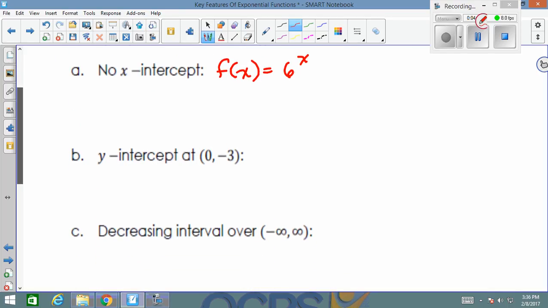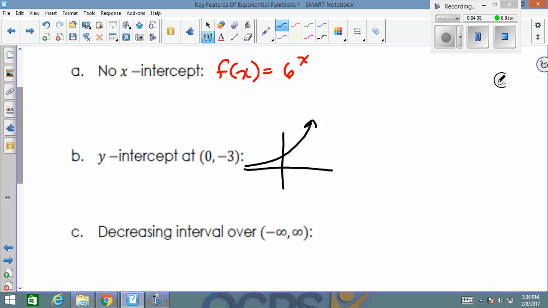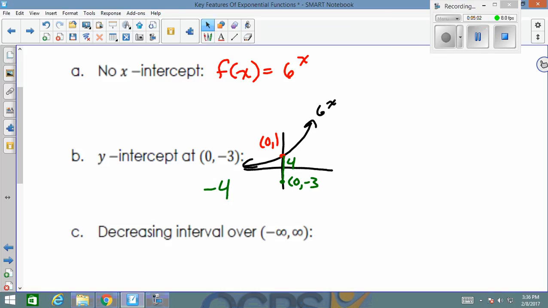A y-intercept at negative 3. So let's just imagine, here's my function. Let's just say it's 6 to the x for what we're talking about. This point is at 0, 1, and I need it to be down here at 0, negative 3. Well, how many do I need to move it down? I can move down 1, 2, 3, 4 units. Since we're going to go down, we're going to subtract 4. So it's going to be 6 to the x minus 4, because we need to shift that point down.